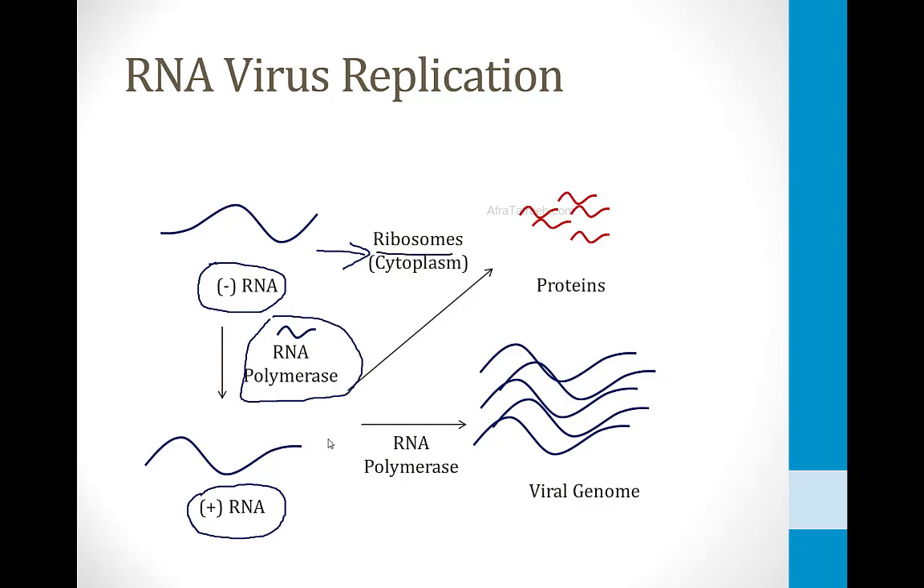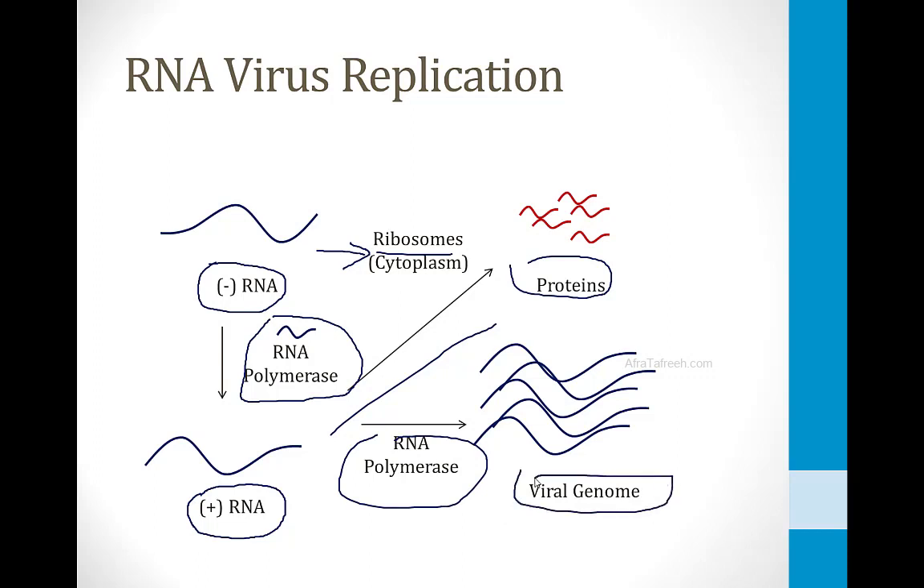Now those ribosomes can convert this into proteins. In addition, that positive sense RNA strand can be used by RNA polymerase to make multiple copies of the negative RNA strand, which are the viral genome. Now you've got proteins present, you've got viral genomes present, and you can package them together into new virions.